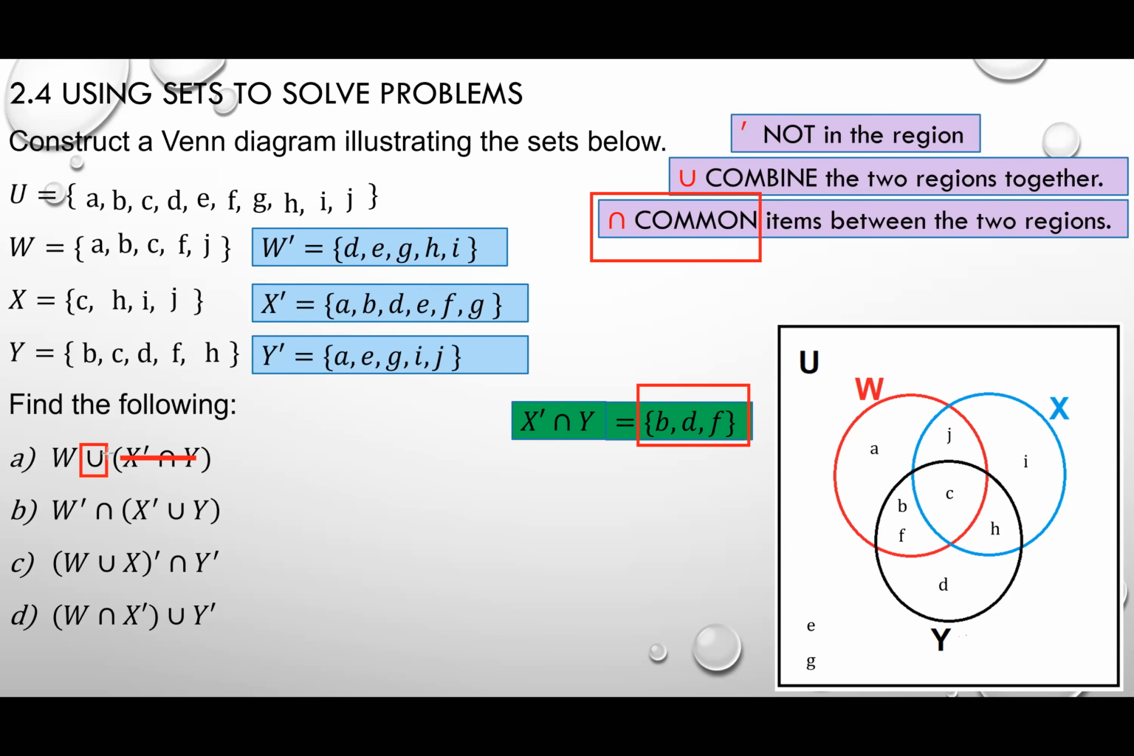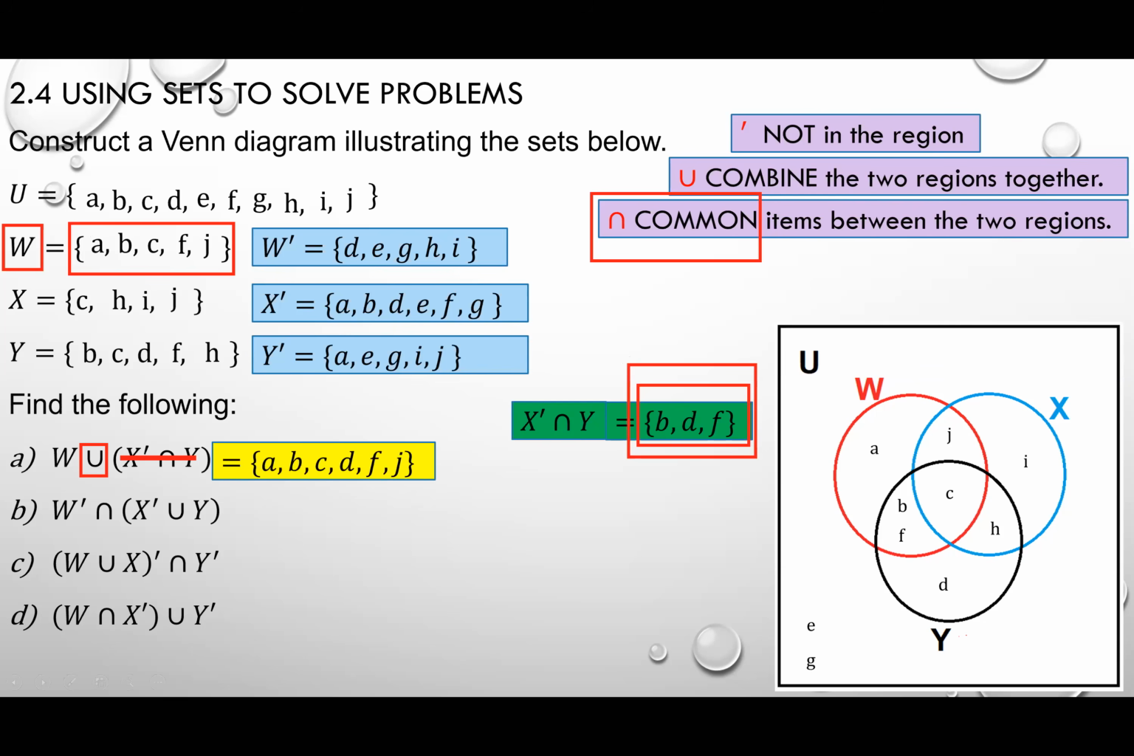And what does this operation tell you to do? Take W, combine that with what you just found. So clearly, all they tell you is take this item here, combine that with this item here. And if I take those items, all you do is combine them. And if they happen to repeat, if you see that B and F are repeated on both sides, we just write it one time.